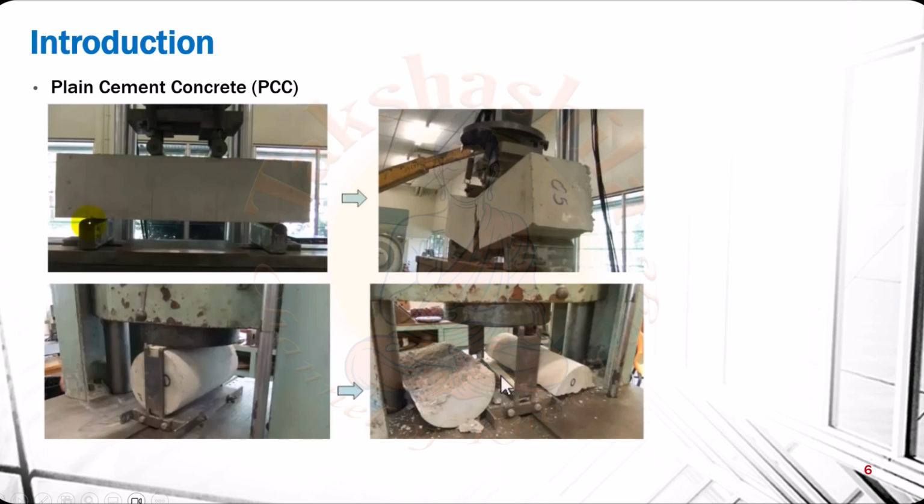What can be the reason for this? When we apply this compressive load in the vertical direction, due to Poisson's effect, we will experience a tensile force in the perpendicular direction. That tension is causing the final failure. That is why the plane where failure occurred was the vertical plane.